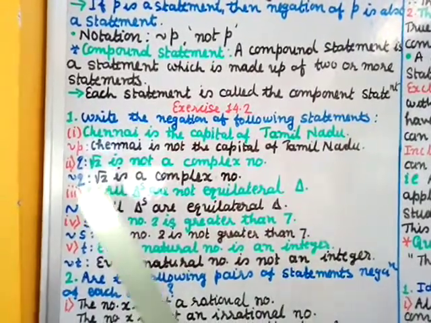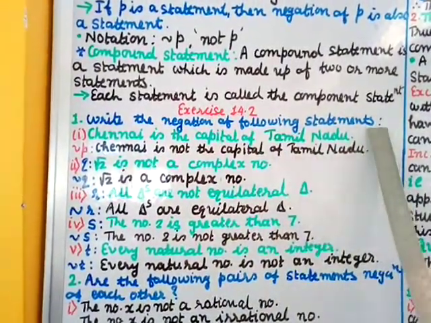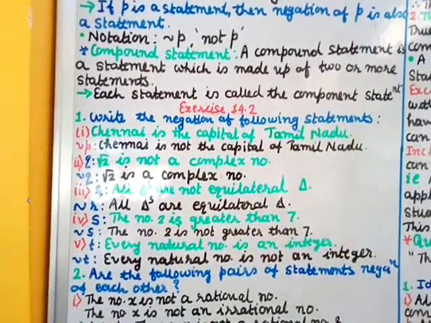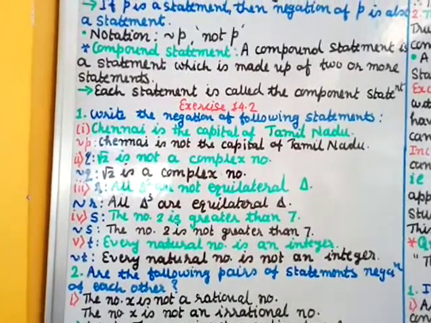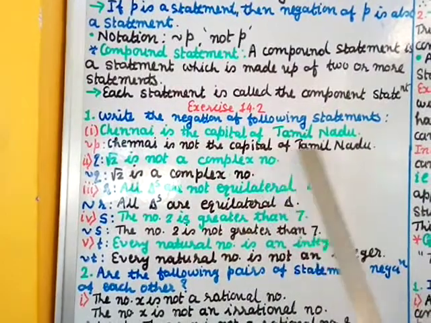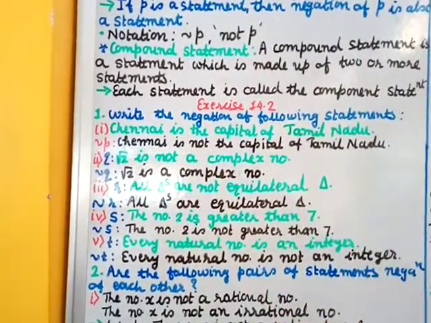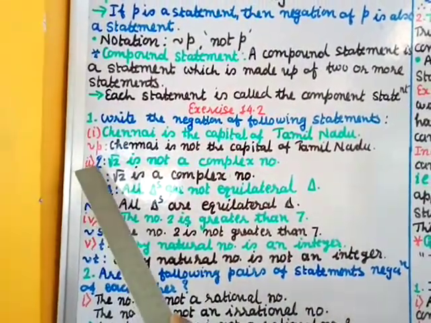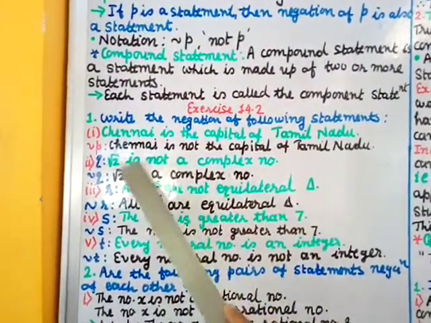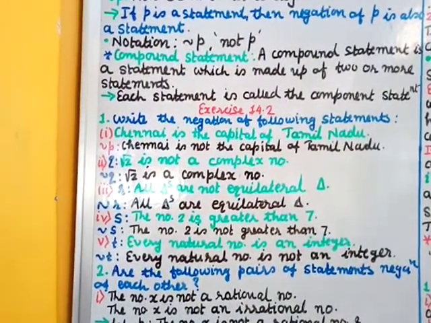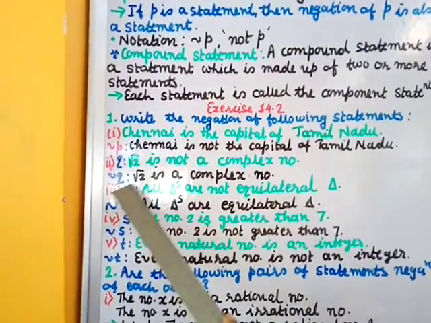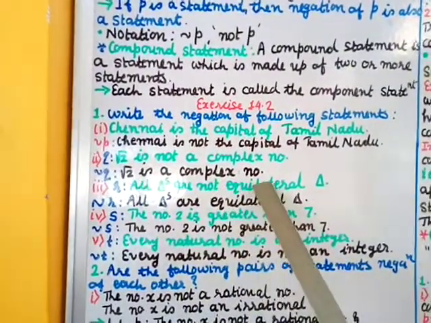Question number 1. Write the negation of the following statements. The first one is: Chennai is the capital of Tamil Nadu. Suppose this is my statement P, then I would write the negation of that. So not P: Chennai is not the capital of Tamil Nadu. I just insert not here. Roman number 2, I call the statement Q: Root 2 is not a complex number. Now here not is there, so just delete not, and you get the negation of the statement Q. So not Q is: root 2 is a complex number.